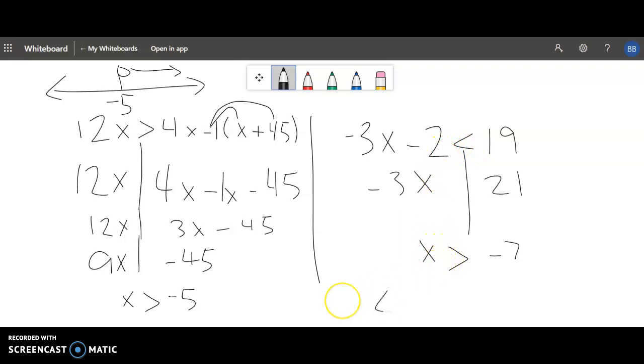And then you go ahead and do your number line after that. So you have negative 7. And once again, this is not or equal to. There's no line under here, which means that negative 7 is not a solution. So open dot, and then this is all the numbers that are greater than negative 7. And again, greater than is to the right.